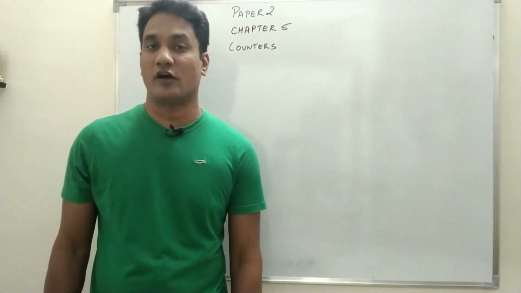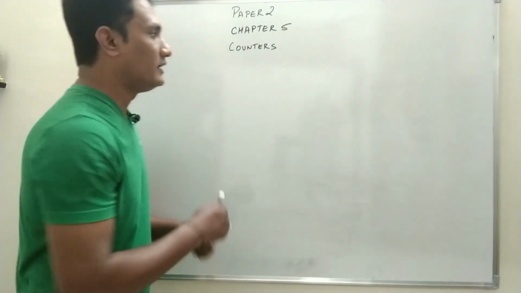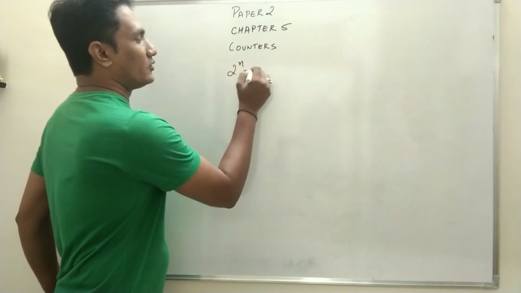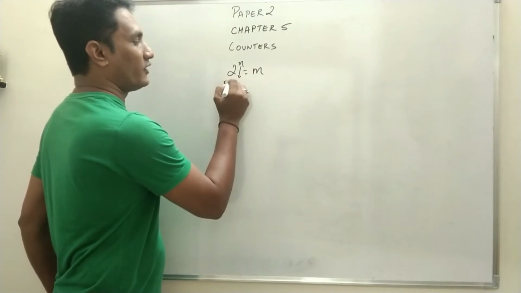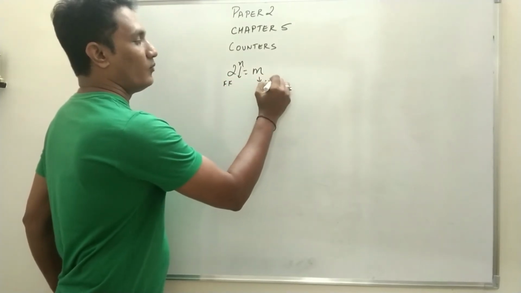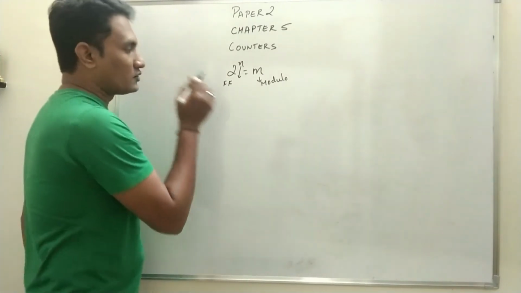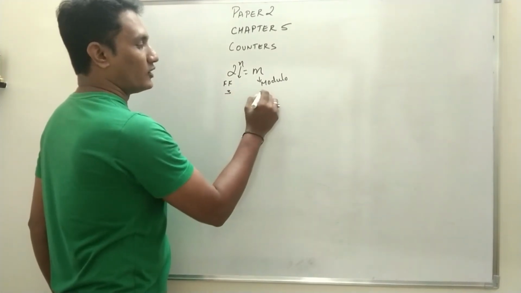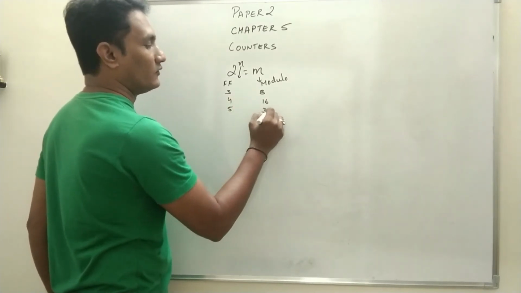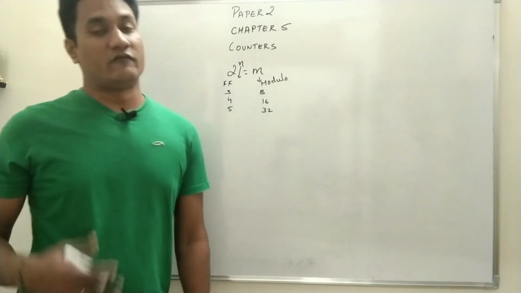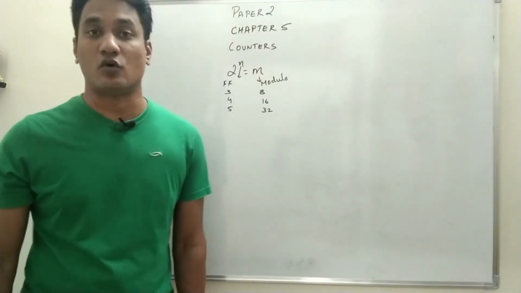If the number of flip-flops is 4, what is the relation? The relation is 2 raised to power n equals m, where n is the number of flip-flops and m is the modulo of the counter. So if there are 3 flip-flops, modulo will be 8, 4 flip-flops, modulo will be 16, 5 flip-flops, modulo will be 32. And what is modulo? Modulo is the number of discrete states through which the counter goes.